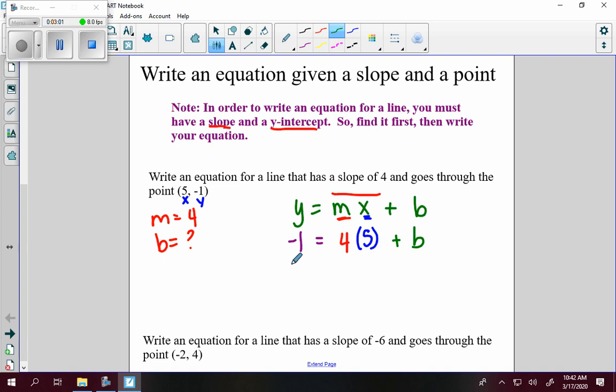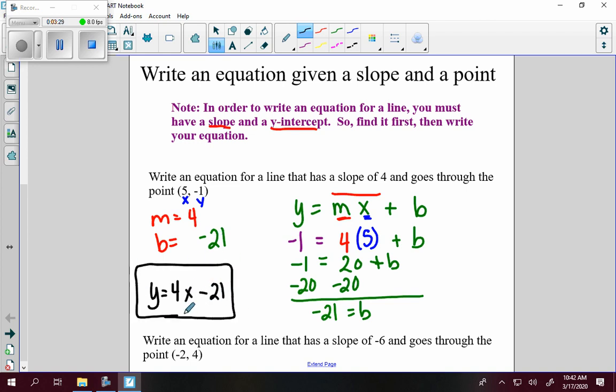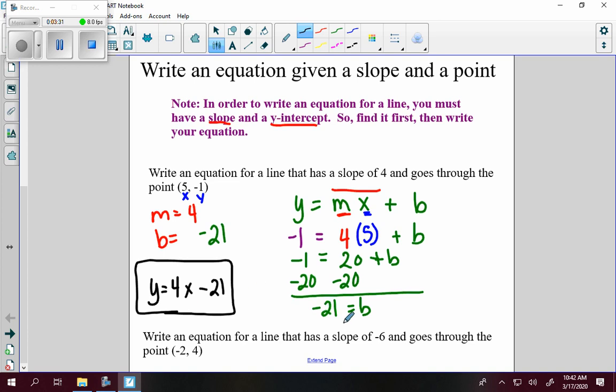So when I solve for b, I have negative 1 equals 20 plus b. I need b by itself, so I'm going to subtract 20. And I get negative 21 equals b, which is great, because now I have an m and I have a b, and remember you can write your equation then. Y equals m, which is 4, x minus 21. What? Now you try the next one.